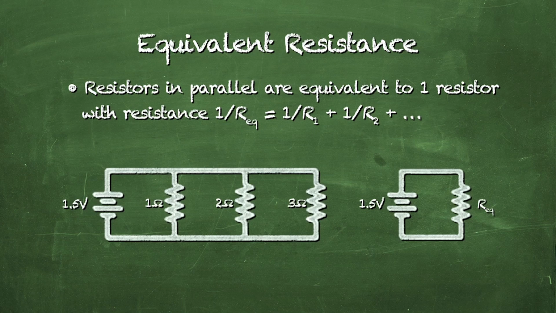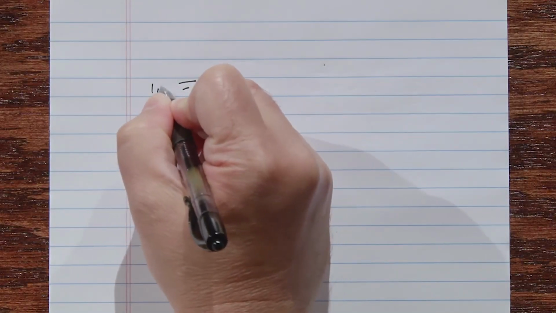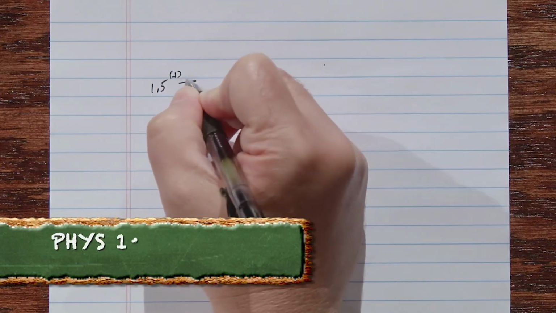And in that case, those 3 resistors can be replaced by an equivalent resistor, where we would calculate the equivalent resistance from 1 over resistance equivalent is equal to 1 over resistance 1 plus 1 over resistance 2 plus 1 over resistance 3. Let's take a look at why that is. Here's my 1.5 volt battery. Here's the positive side.